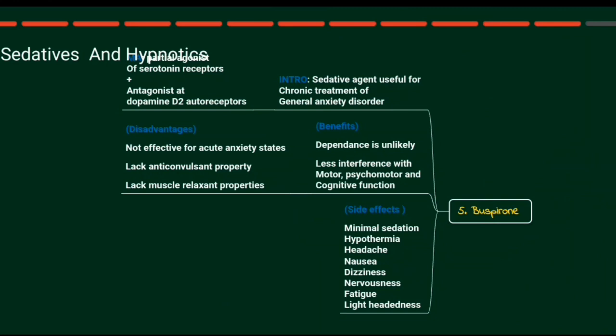The disadvantage of this drug is only that it lacks anticonvulsant properties and it also lacks muscle relaxant properties, and it is also not effective for what? For acute anxiety states, but it is only effective for what? For chronic generalized anxiety disorders. Side effects of buspirone are minimal sedation, hypothermia, headache, nausea, dizziness, nervousness, fatigue, lightheadedness. Guys, buspirone is a very, very good drug.